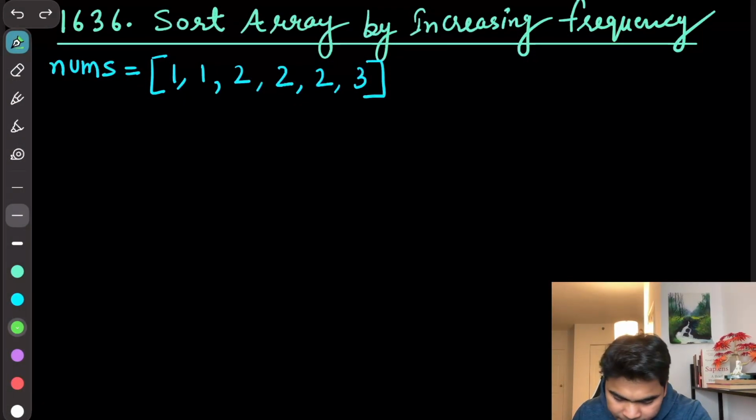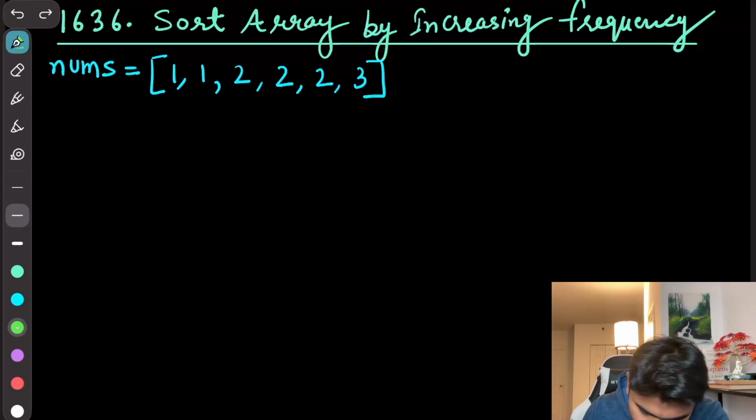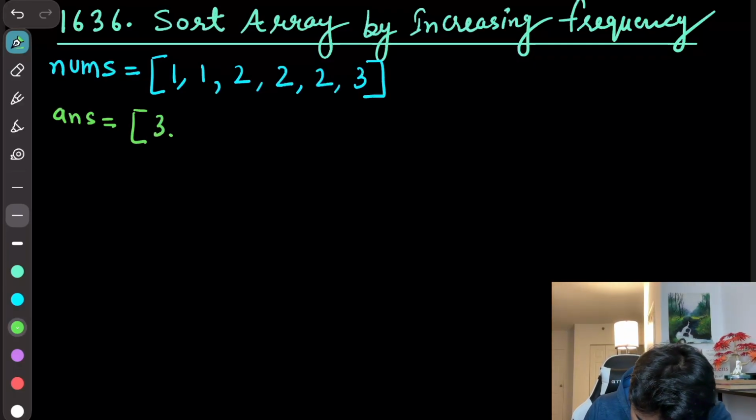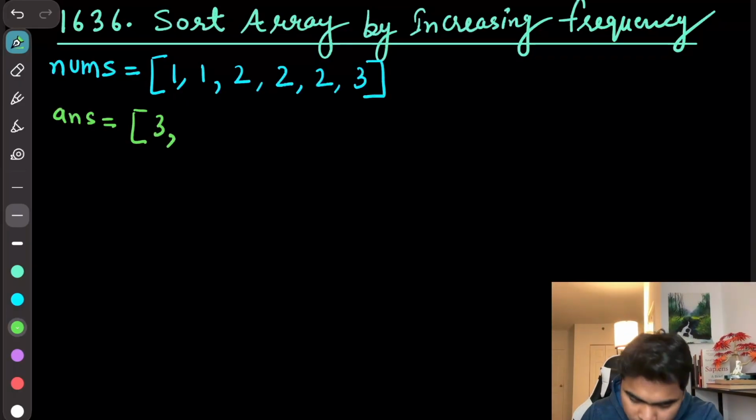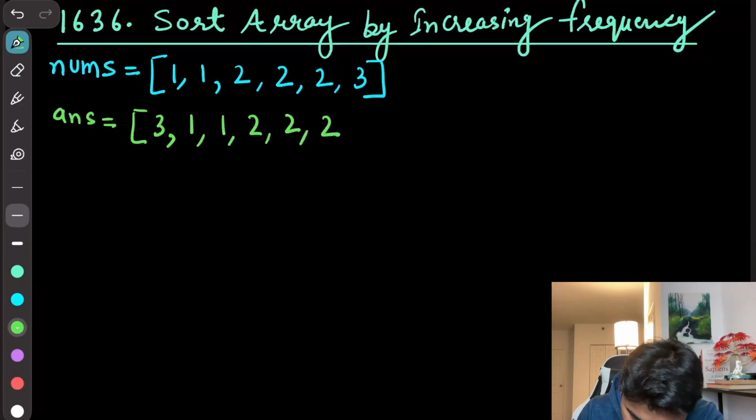So this is our array, and we have to sort this array as per the frequency of each number. So our answer would look something like this. 3 only occurred once, and we are sorting as per the frequency, but in ascending order. So 3 occurred one time, so 3 will be the first number in my answer array, then it's going to be 1 because 1 occurred twice, and then it's going to be 2, 2, 2. All right, so this will be my answer.